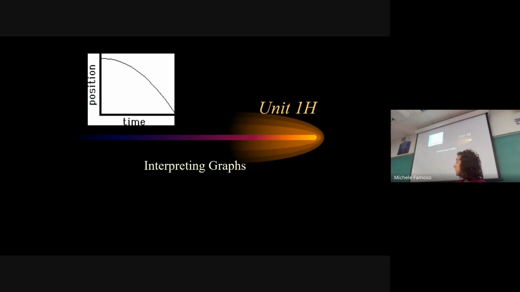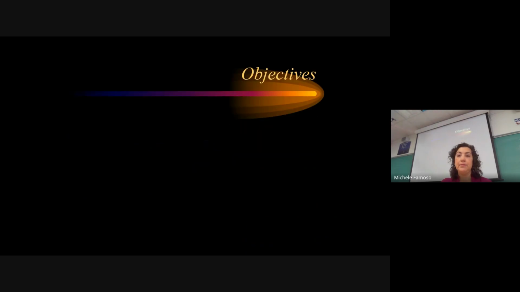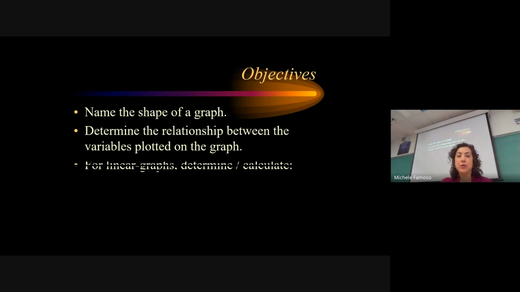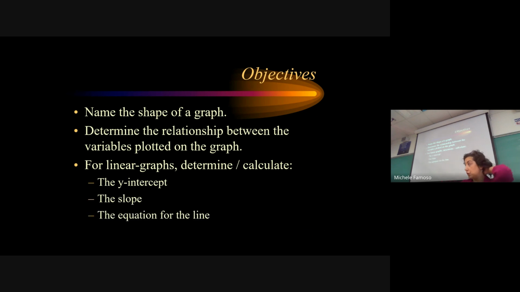All right, let's talk about interpreting graphs, section H of Unit 1. So what I'll ask you to do on tomorrow's quiz are the following things. I'm going to ask you first to name the shape of a graph that we're looking at. This is basically the flashcard stuff. Put a picture of the graph on the front, and you should be able to just name the shape, one word. Okay? Name the shape. And the shapes are very specific.